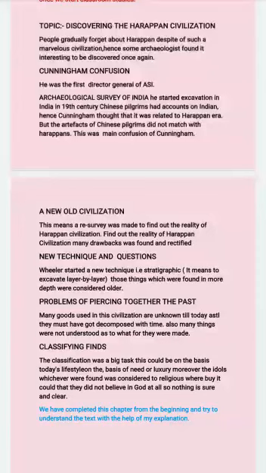And there were many who did this earlier, like Cunningham. Cunningham was the first Director General of the ASI, that is, the Archaeological Survey of India, and he started excavation in India in the 19th century.